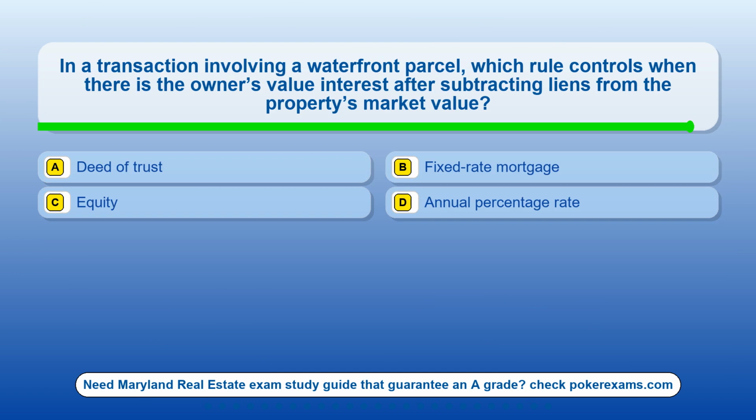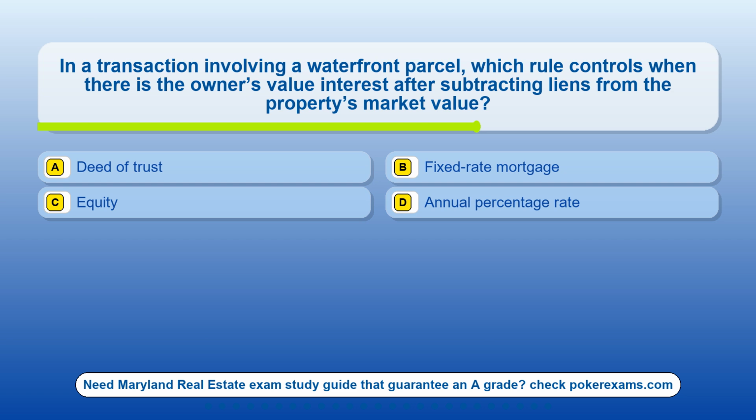Question 8. In a transaction involving a waterfront parcel, which rule controls when there is the owner's value interest after subtracting liens from the property's market value? Option A, deed of trust. Option B, fixed-rate mortgage. Option C, equity. Option D, annual percentage rate.